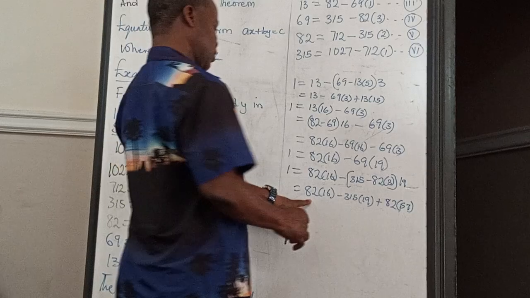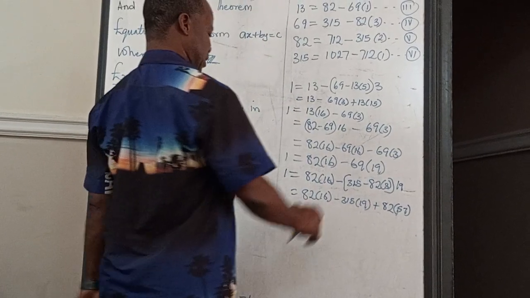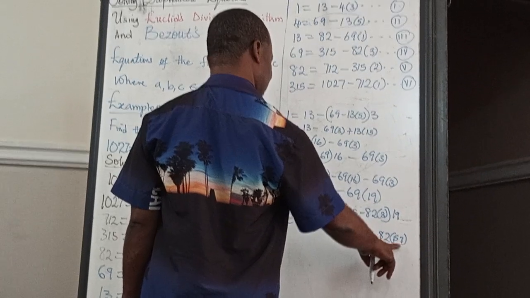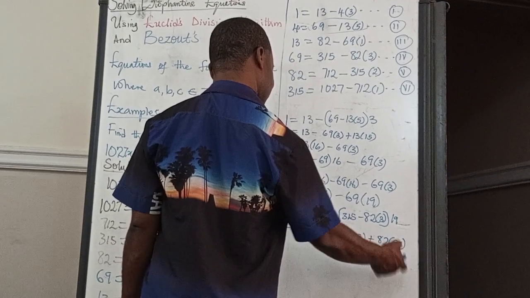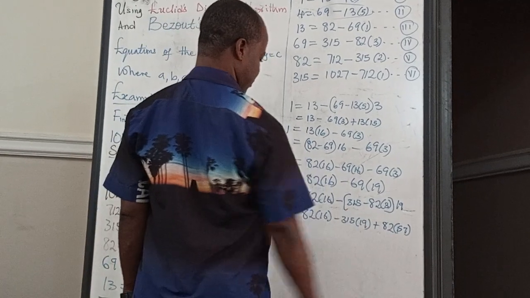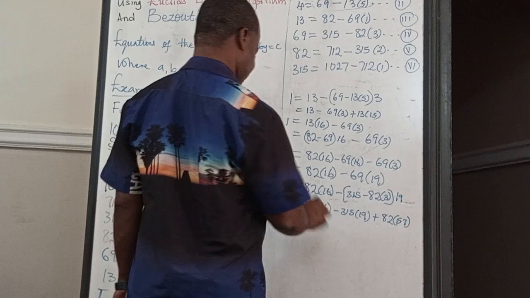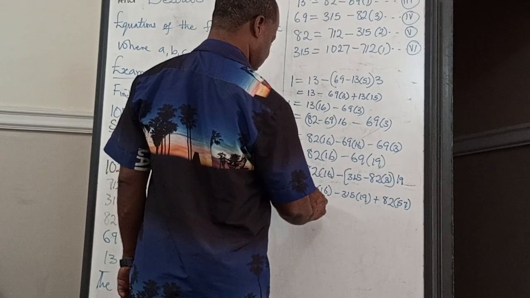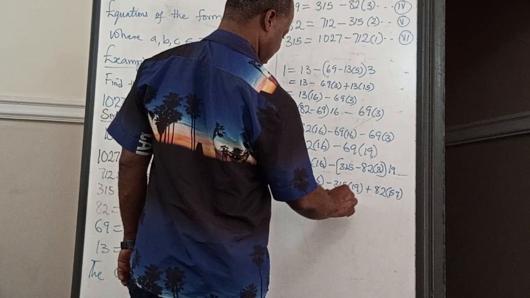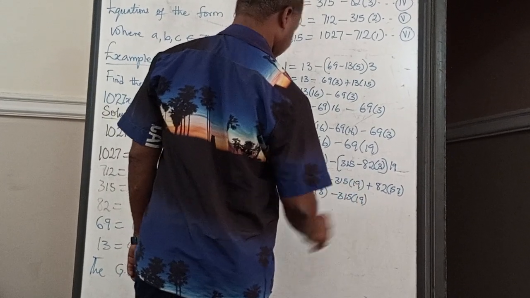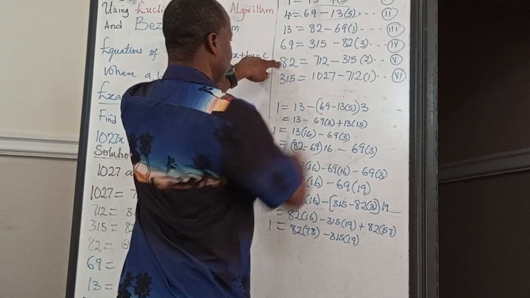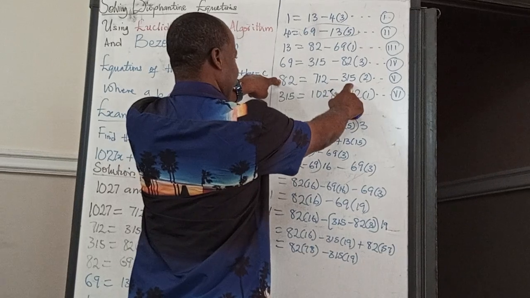Okay, because we have 82 here and 82 here as variables, their coefficients are 16 and 57. Because of the plus sign, we are going to add them, that is 82 by 57 and 82 by 16. So 16 plus 57 will give us 73. So that we have 1 is equal to 82 of 73, then minus 315 times 19. Okay, that takes us to equation 5, where 82 is equal to 712 minus 315 times 2.